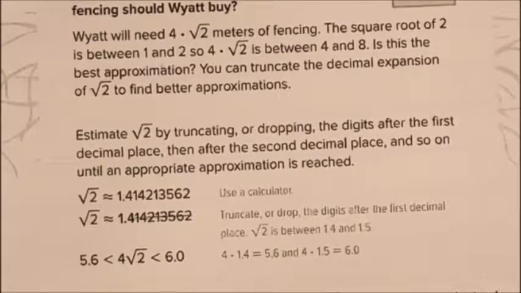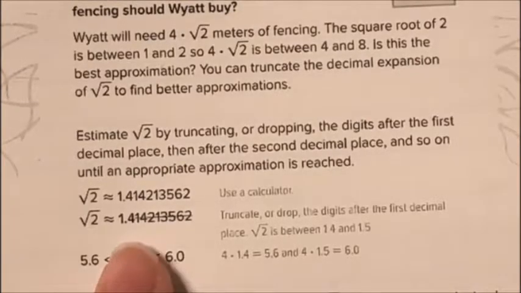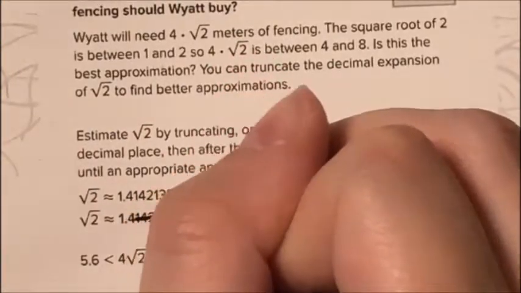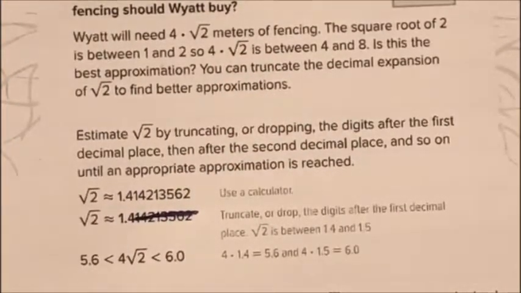So the square root of 2 is 1.414213562. You can use a calculator for it, okay? So I can basically cross a lot of those out, and I can do 1.4, okay? So that means somewhere between 5.6, right? Because 4 times 1.4, somewhere in between this. So I have 5.6 and 6, somewhere between that, right?